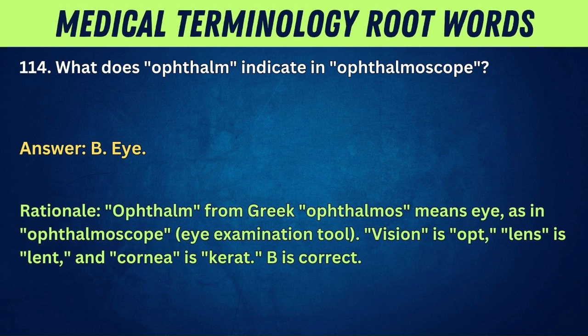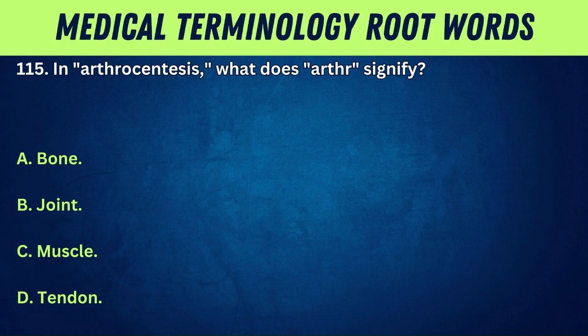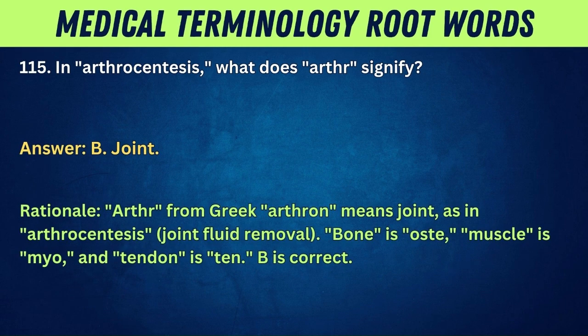B is correct. 115. In arthrocentesis, what does arthr signify? A. Bone. B. Joint. C. Muscle. D. Tendon. Answer: B. Joint. Rationale: arthr from Greek arthron means joint, as in arthrocentesis, joint fluid removal. Bone is ost, muscle is myo, and tendon is ten.